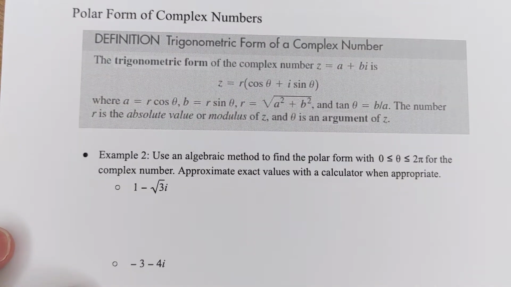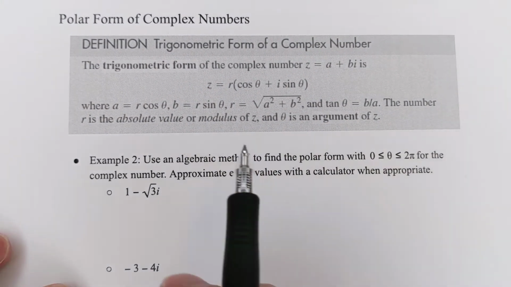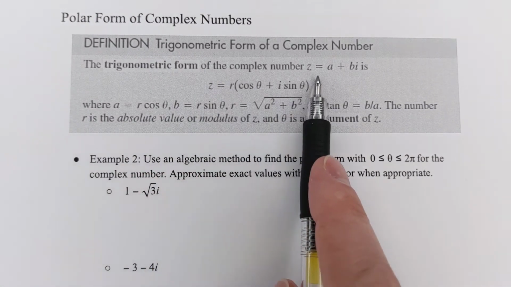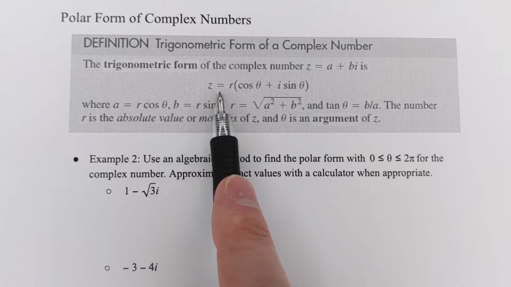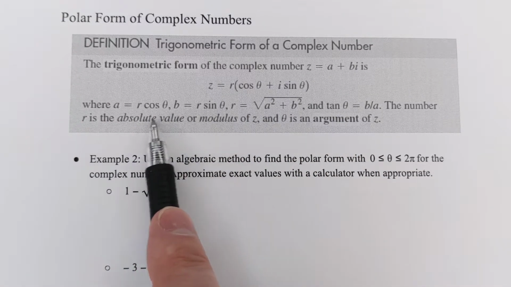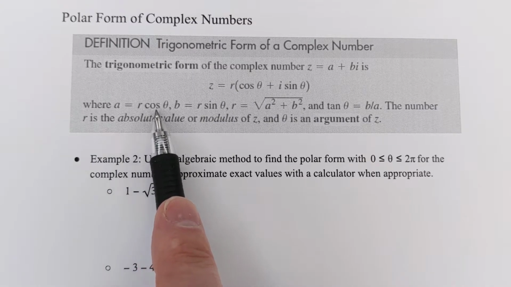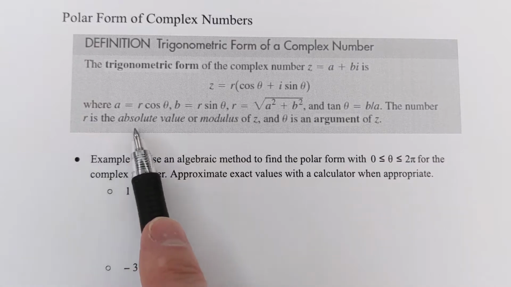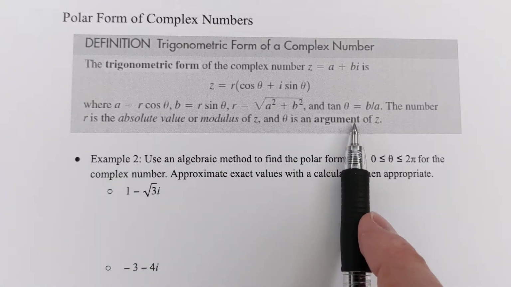Okay, polar form of complex numbers. You can write complex numbers in trigonometric form. So z equals a plus bi can be written this way: z equals r times the quantity cos theta plus i sine theta, where these things are true. a is r times cos theta, b is r sine theta, and so on and so forth. r is the absolute value, or modulus, and theta is the argument of z.